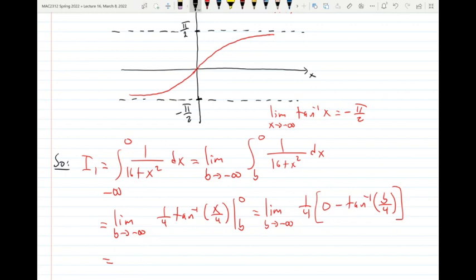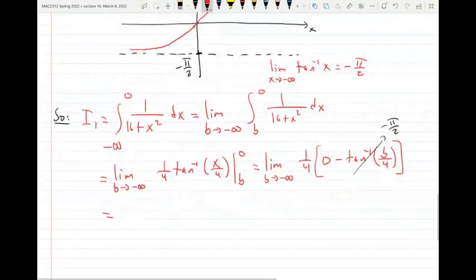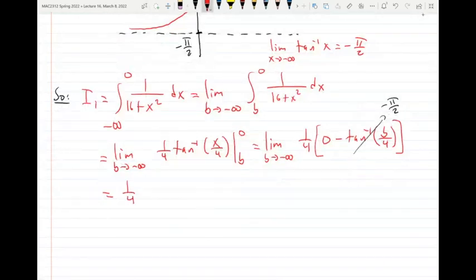So this right here approaches negative pi over 2. So we're gonna have 1 over 4 times 0 minus negative pi over 2, right? So that would be positive pi over 8. Yes?